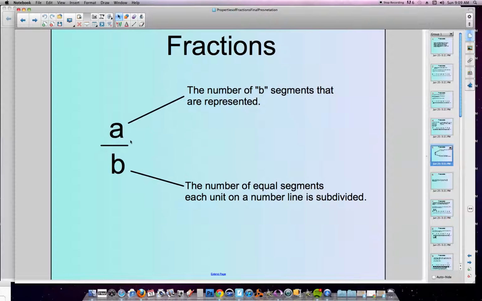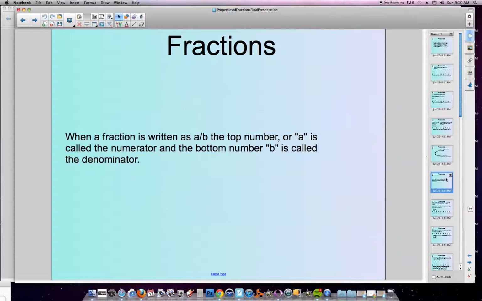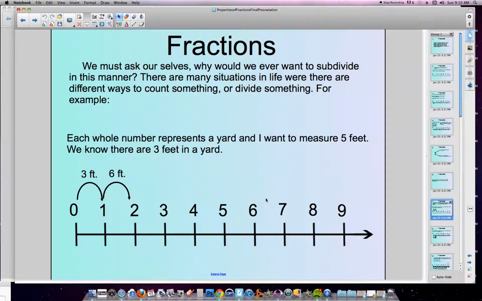So our numerator is the number of segments, and our denominator is how many equal parts each unit on the number line is subdivided into. So when we write the fraction as A/B, the top number, A, is called the numerator, and the bottom number, B, is called the denominator. Now some examples of when this happens. It's important to put this in context.